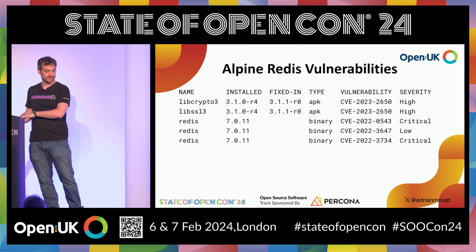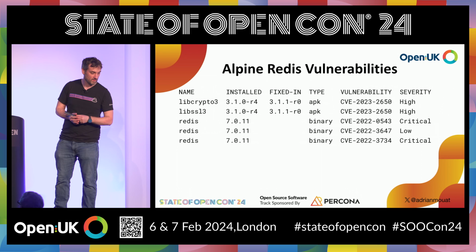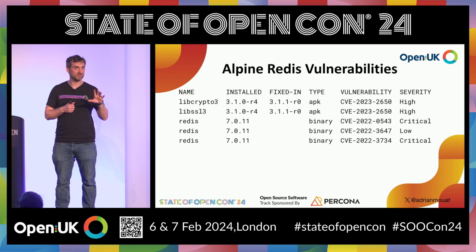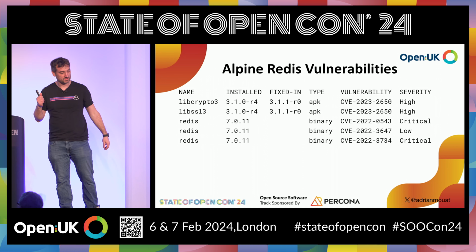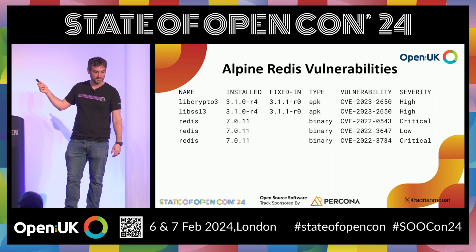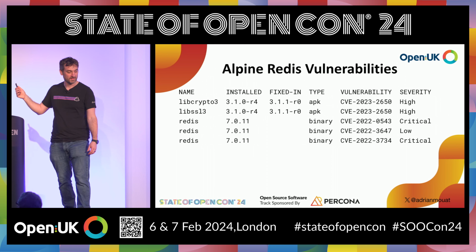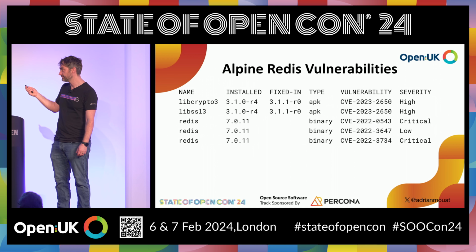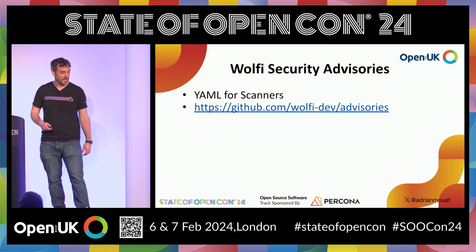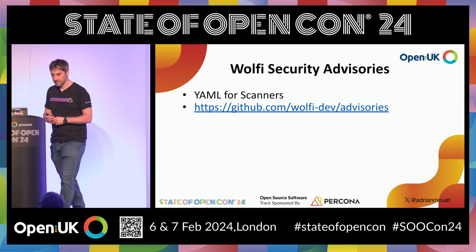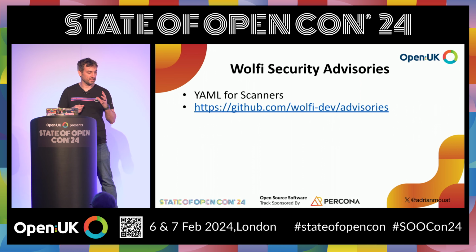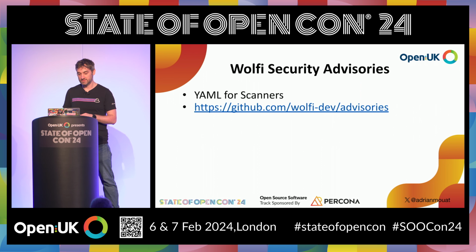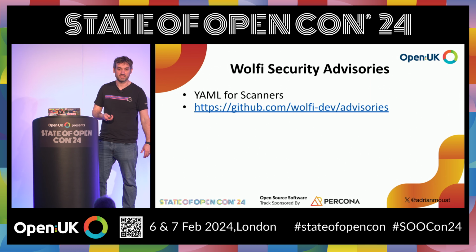So let me try and explain this. Here's a scan from months ago now of the Alpine Redis image. It mentions 2 critical vulnerabilities, the 0543 and 3734. A security advisory is basically YAML for scanners. If you go to this website, you can see all the advisories for Wolfi Linux.